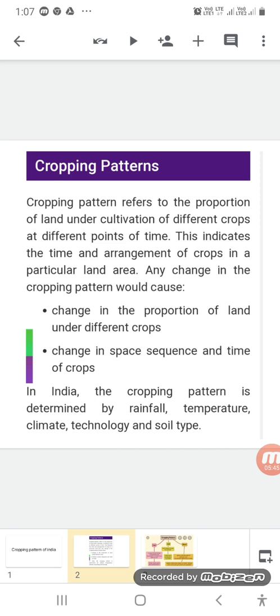Intercropping pattern is also a mixed cropping pattern, but here a sequence is followed. For example, in one row you have maize crops, you are cultivating maize. After maize you have another row where you are cultivating beans. After that you can cultivate any other crop. So a sequence is followed. This is called the intercropping pattern.